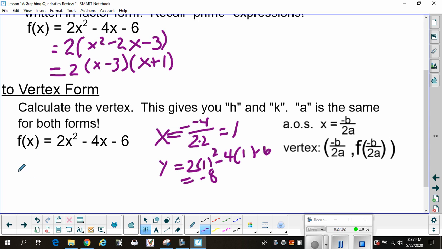So my vertex form is just going to be f of x is equal to 2. Remember that a is the same. And then I'm going to have x minus my h value, which is 1, this quantity squared, and then it's plus -8, or just -8. And that's it.